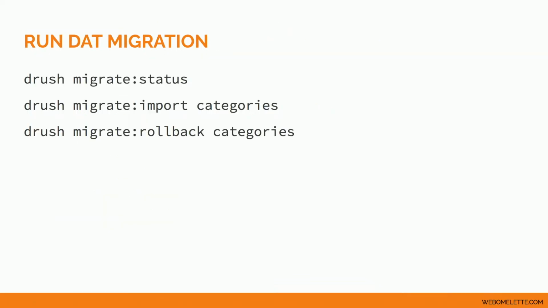We can run it. So first, obviously, you have to clear the cache, make sure the module was enabled, things like that. Run the drush migrate status. You'll see our one migration, and you can just import it. Just migrate import categories, and then you'll have the terms in. No hierarchical structure yet. And then we can roll it back with another command.